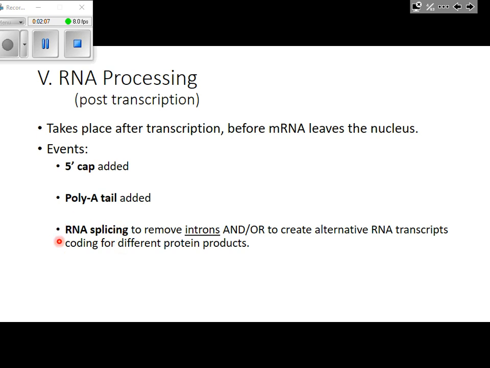And then we're going to talk about this process known as RNA splicing, in which introns, I'll explain that term, are removed. And in some cases, alternative versions of the RNA are created through an editing process, which allows for a single gene to code for different protein products. So all of these things that we're talking about today that happen after transcription but before translation are simply collectively referred to as RNA processing. So this happens post-transcription, right after transcription.